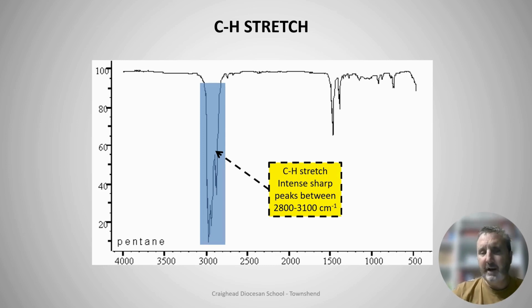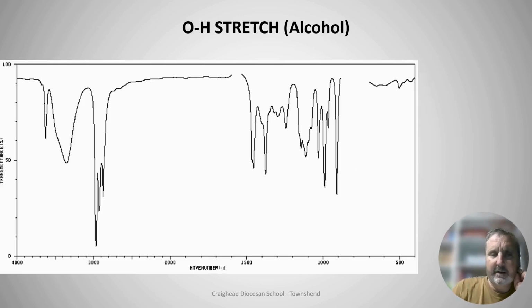If I go below 1,500, I can see some peaks, but those peaks don't mean anything here. Okay, so the peaks are used for fingerprinting. That is, we can take a look at this pattern and it will tell us exactly what the molecule is. But if we have an unknown molecule, we know it's got CH bonds because we see the CH stretch between 2,800 and 3,100 per centimeter. Okay, let's have a look at the next one.